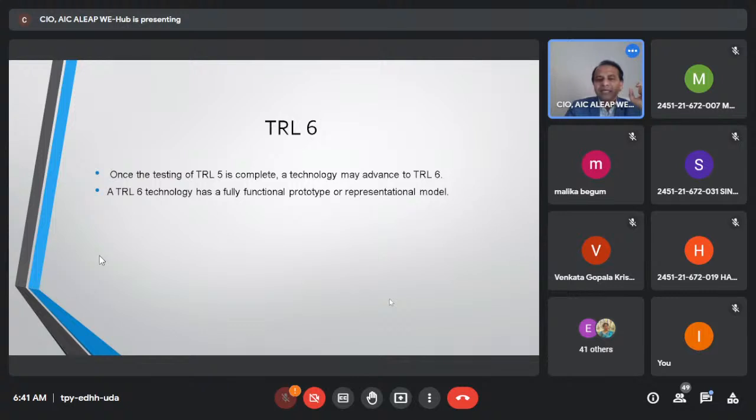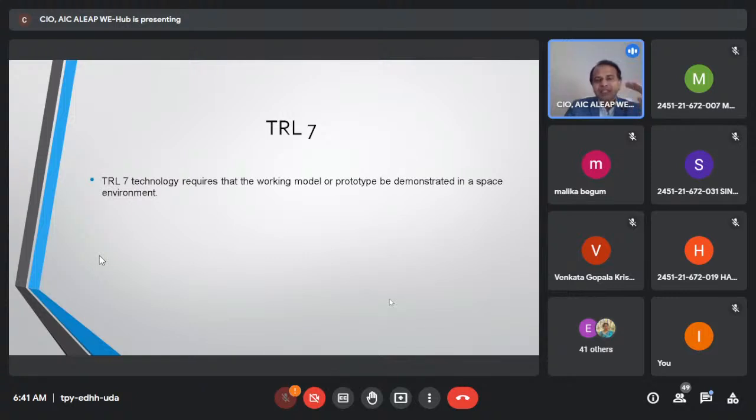TRL6 has a fully functional prototype. Remember, TRL3 is the proof of concept, TRL6 is the functional prototype. Next, you demonstrate the working model by using the working model. Now, the working model demonstration further, you will say it is TRL7.